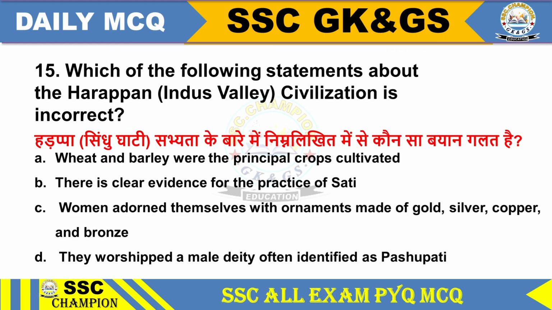Question 15. Which of the following statements about the Harappan or Indus Valley civilization is incorrect? Option A: Wheat and barley were the principal crops cultivated. Option B: There is clear evidence for the practice of sati. Option C: Women adorned themselves with ornaments made of gold, silver, copper and bronze. Option D: They worshipped a male deity often identified as Pashupati. Right answer: option B, there is clear evidence for the practice of sati.